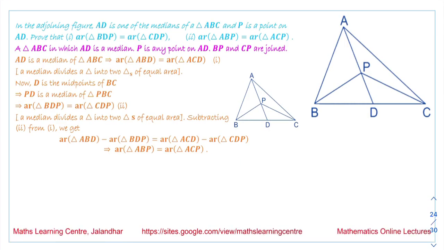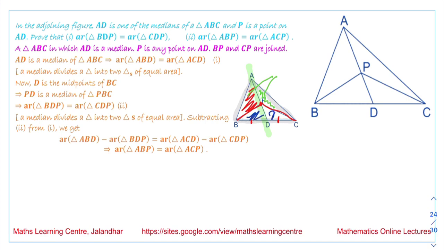Now we are given a triangle ABC, and AD is the median. AD is the median means BD and DC lengths are equal to each other. Then P is any point on this AD, and we have joined BP and PC. We have four triangles over here. One is this triangle, second is this. We have to prove the area of these two are equal.